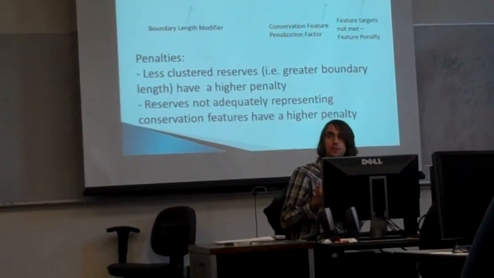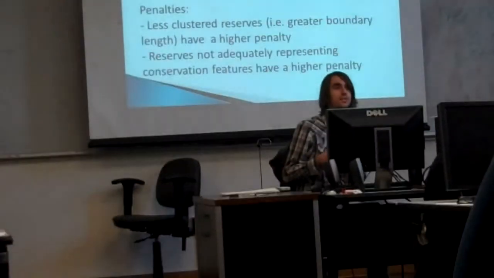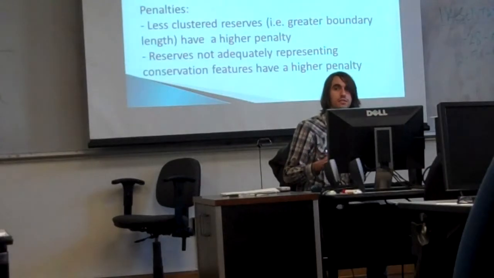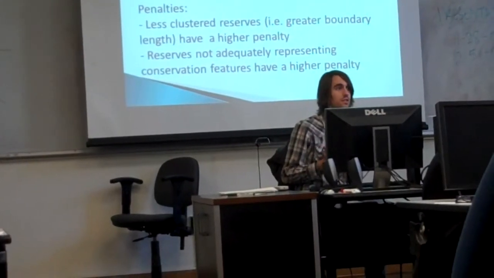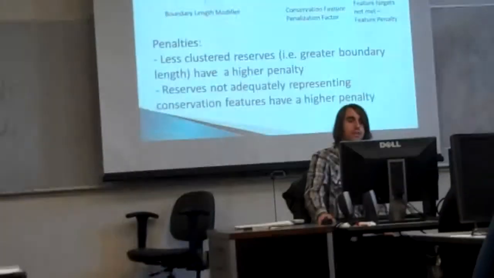And the reason we would want to do this is because a smaller perimeter means a more clustered reserve, means fewer edge effects, and means a reserve with better connectivity generally. So that's why that term's in here.